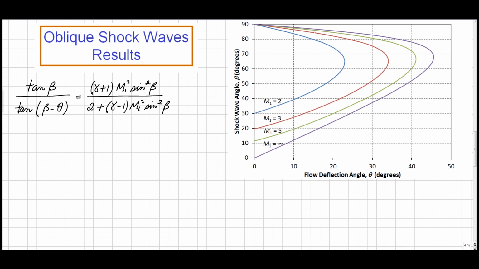Let's pick a flow deflection angle, say around about 15 degrees. What we see is that there are two possible shock wave angles for any given Mach number. So say for Mach 3, there's a possible shock wave angle there, and there's a possible shock wave angle much higher up there. And if we go to higher flow deflection angles, say just below 50 degrees, we see that there's actually no solution at any Mach number.